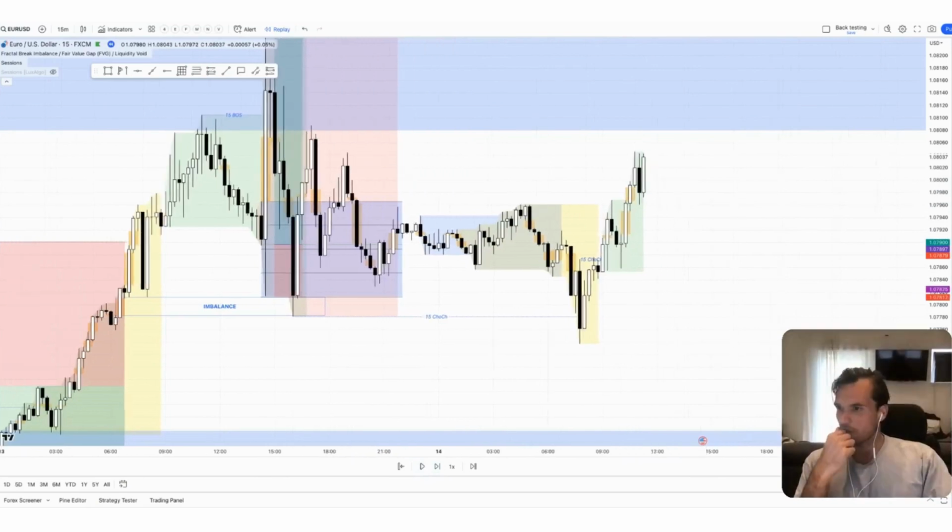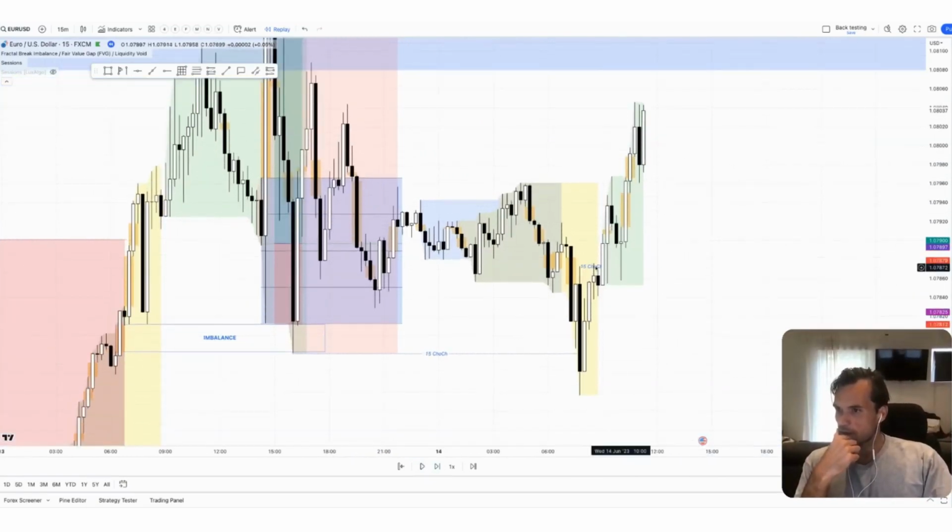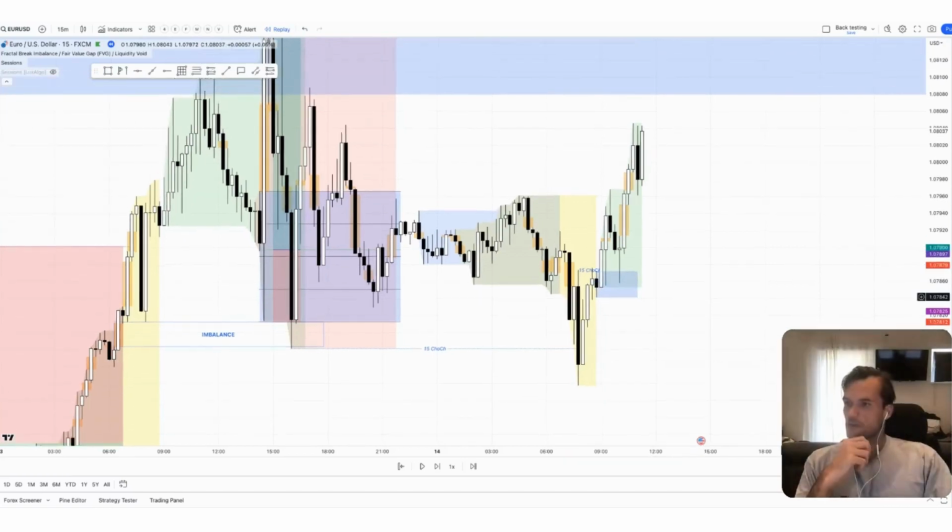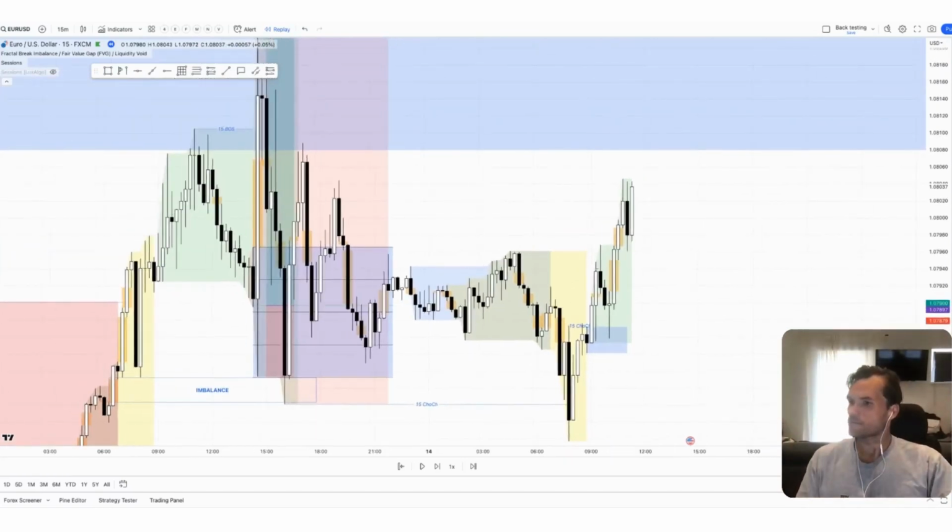Interesting. Did I miss a perfect opportunity for a long there? After the 15 shock, yeah, we got a lower high. Okay, not a lower low. It would have been quite aggressive. It's lower than that. I will leave it. I'm going to mark it out there though, just so I'm aware of it when I'm doing my markups at the end.